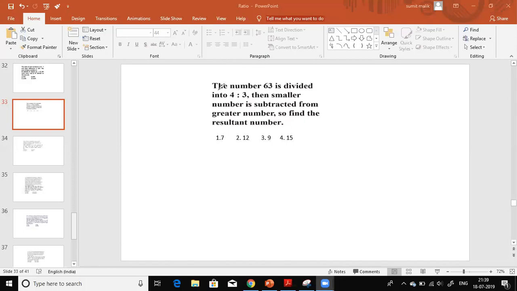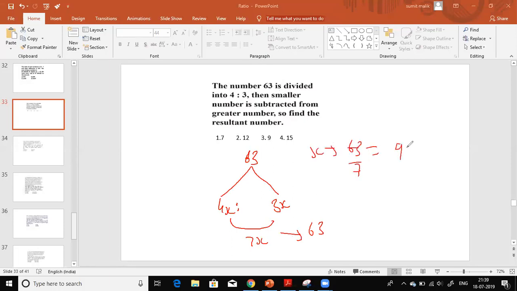Okay, look at the solution. The number 63 is divided into 4 raised to 3. So 63 is divided into 4x and 3x. So total how many parts? 7x. The 7x part represents 63. 7x is equal to 63. Then x is equal to 63 divided by 7, that is equal to 9.